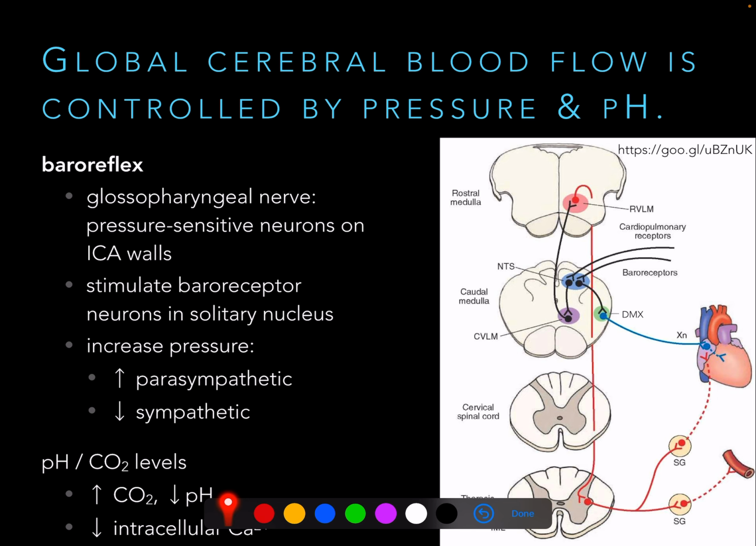If there's a drop in blood pressure, the opposite occurs. We don't stimulate parasympathetic output. Instead, we're going to disinhibit sympathetic output to increase heart rate. So the baroreceptor just globally changes how much blood is moving around and thus how much blood we're delivering to the brain.